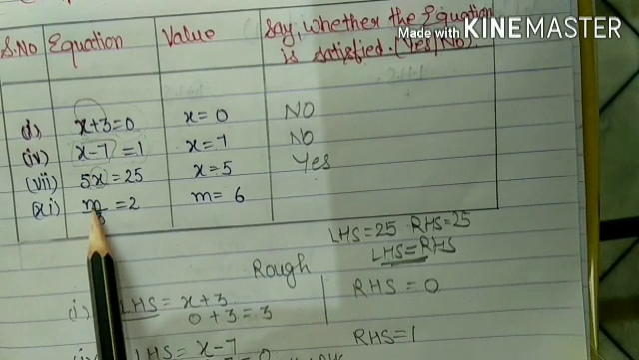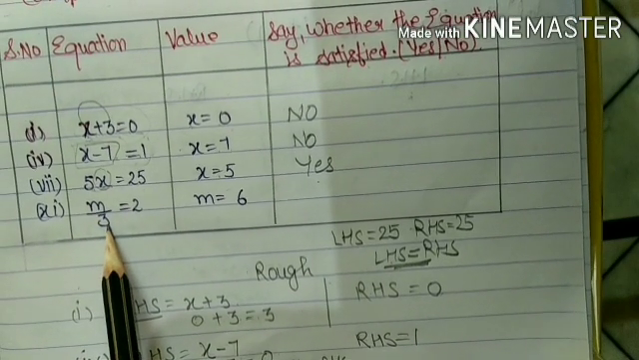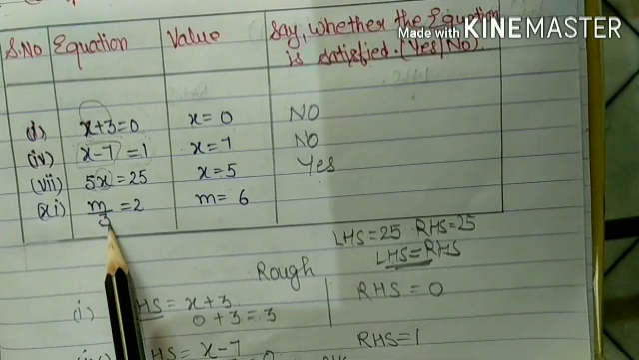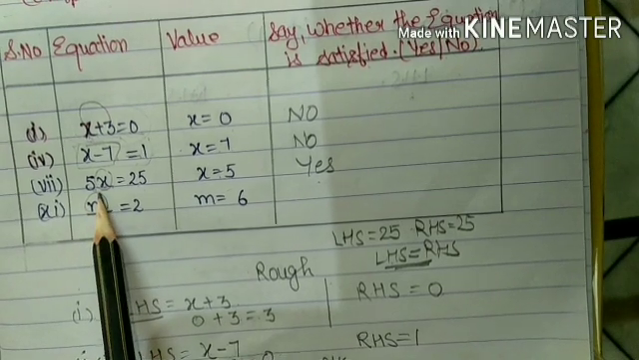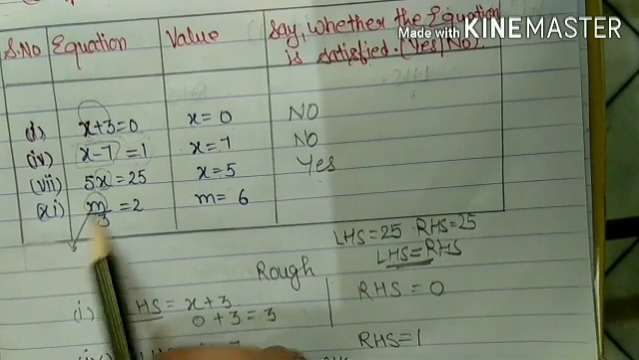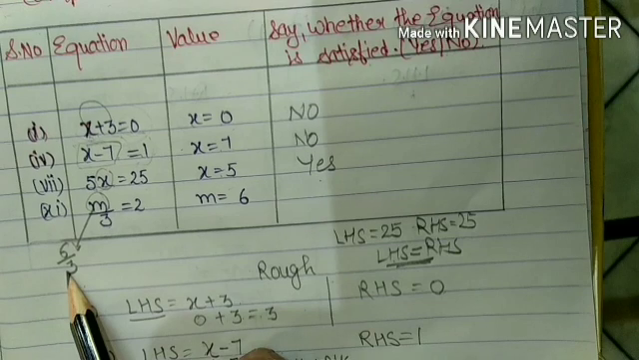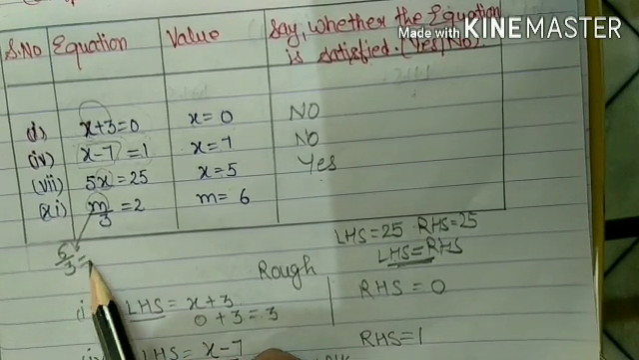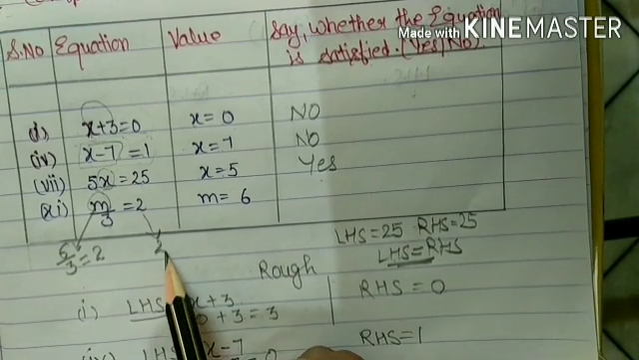For the next part, m divided by 3, what will it be there? M is divided by 3 means whatever the value of m, I will put here in place of m. Suppose for doing in your mind you are putting this value 6 here and dividing by 3. What are you getting here? 6 divided by 3 you are getting equal to 2. And right hand side is also giving you 2.